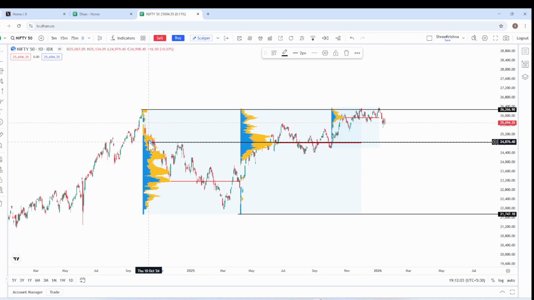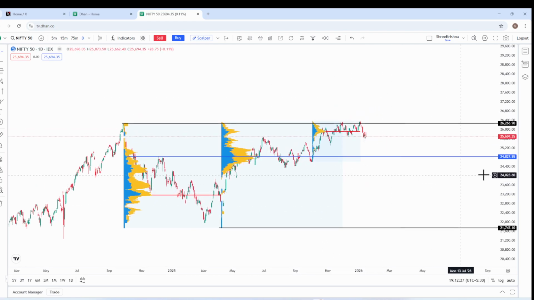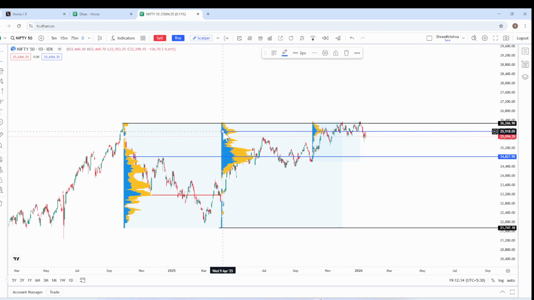This is a low volume node. Exactly on the low volume node, this is the previous low volume node, and here is where the next POC has formed. So POC always forms at the low volume. So this is the next POC. Okay, so what I will do is change this color to blue so that you understand that here is the next POC. It is forming here, and if you see, there is also a POC over there. So this is the next POC.